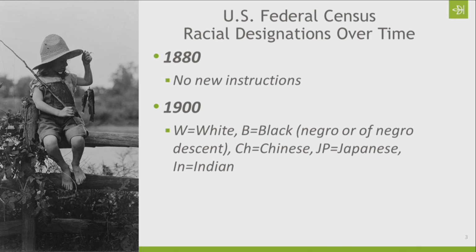But in 1900, we start to see some changes or some additions of some new racial designations recognized. So now, instead of just leaving it blank, they're instructed that they have to fill in that field. So W is for white, B is for black, and it specifically states Negro or of Negro descent. Okay, so they're not differentiating here anymore technically between black or mulatto, so the degrees of Negro blood. CH for Chinese, JP for Japanese, and still IN for Indian. So those are the only options that the census takers were given. One, two, three, four, five designations, which is really kind of limited, but that was, again, the culture of the time.